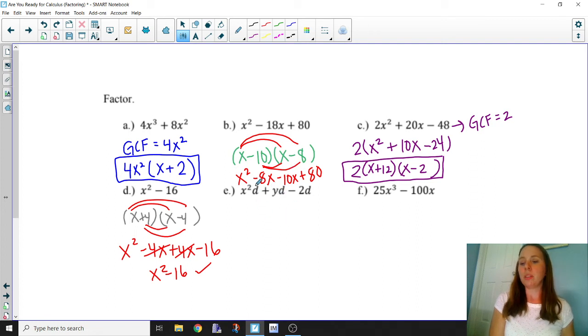Okay, but what we're going to do here is every term has a D in it, so that's our GCF.